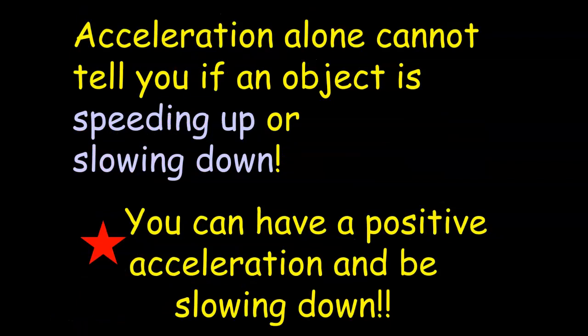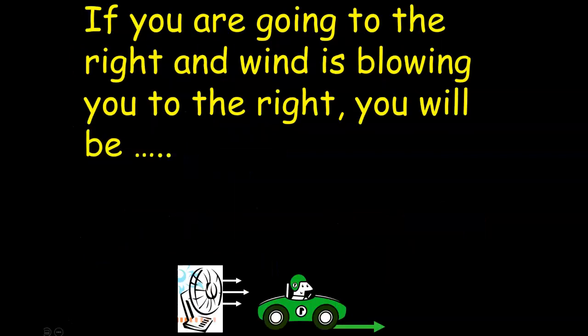Okay, here's a fun fact for you. Acceleration by itself cannot tell you if an object is speeding up or slowing down. Okay, because I could have a positive acceleration and still be slowing down. So, right, the wind could be blowing me in one direction, but if I'm going in the opposite direction and the wind is blowing against me, I could be slowing down even if the acceleration is positive, if it's blowing to the right.